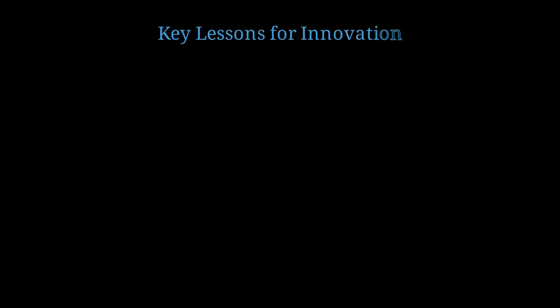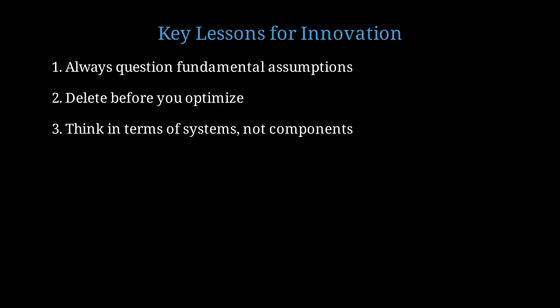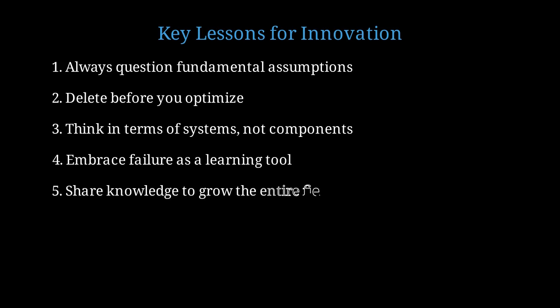Let me summarize the key lessons you can apply from Musk's techniques. Lesson 1. Always question fundamental assumptions. Don't accept things just because that's how they've always been done. Lesson 2. Delete before you optimize. The best part is no part. The best process is no process. Lesson 3. Think in terms of complete systems, not individual components. Optimize the whole, not the parts. Lesson 4. Embrace failure as a powerful learning tool. Fail fast, learn faster. Lesson 5. Sometimes sharing knowledge and growing the entire field benefits you more than hoarding secrets.